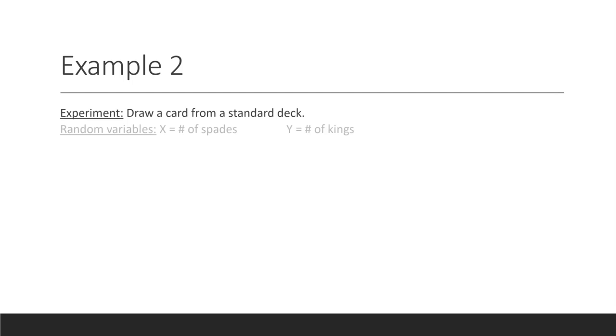Let's do another example. Draw a card from a standard deck, and let random variables x equal the number of spades and y equal the number of kings. Are these independent? Note that the number of spades has values 0 or 1, since we're only drawing one card, and the number of kings has values 0 or 1, because again, we're only drawing one card.